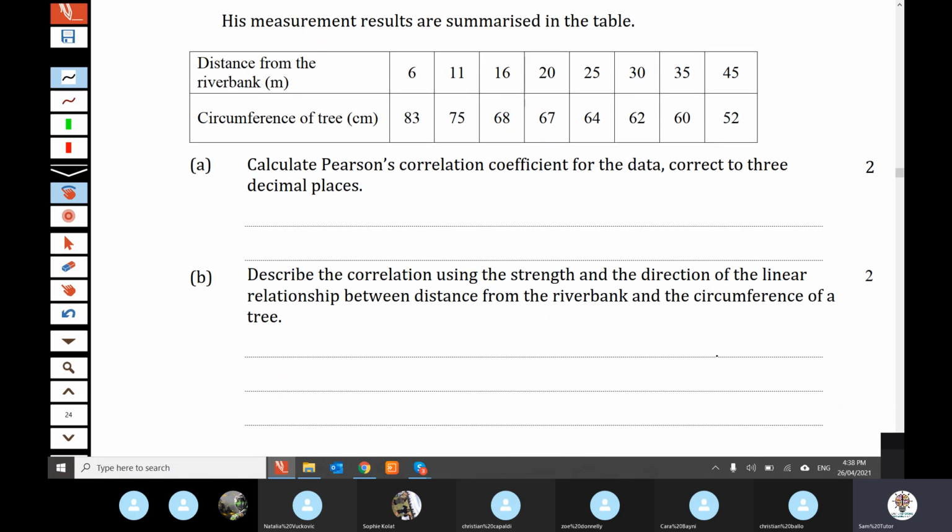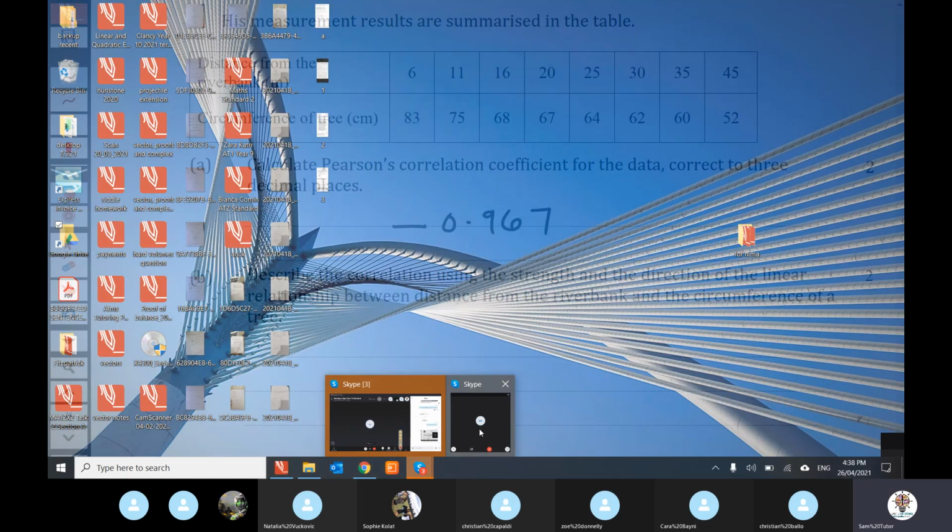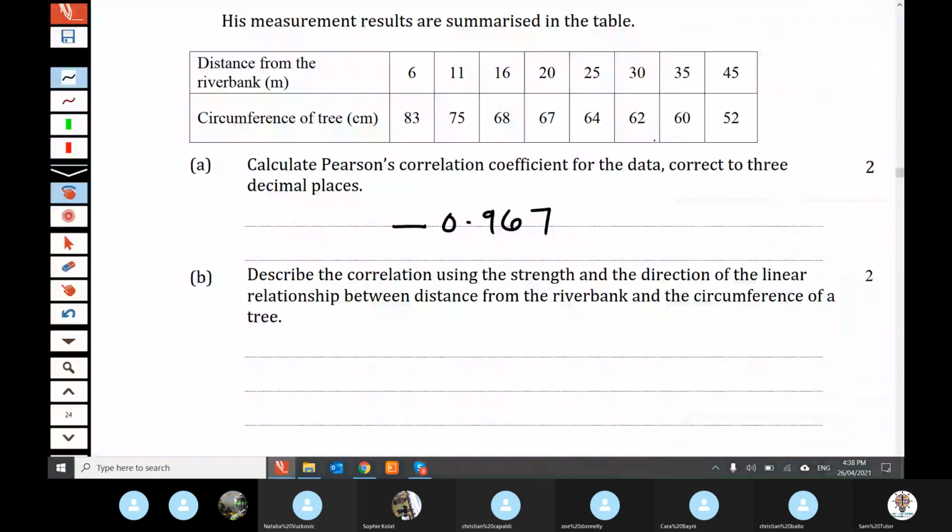Describe the relationship using the strength and the direction of the linear relationship between the distance from the riverbank and the circumference of the tree. Is there someone messaging us in our chat? No. Go. Give me what you know about negative 0.967.